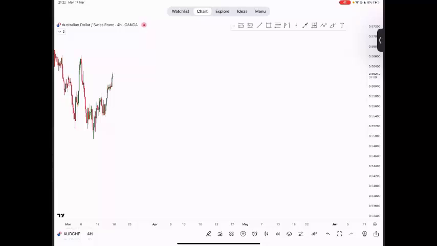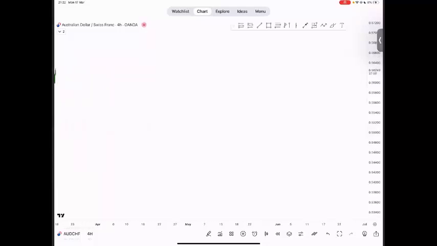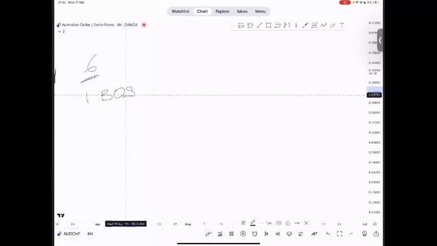So in our last class, we talked about an introduction to demand and supply, and we also introduced 6 things that we can use to validate a demand zone. The first one was break of structure to the upside, meaning that any valid demand or supply zone must break structure.